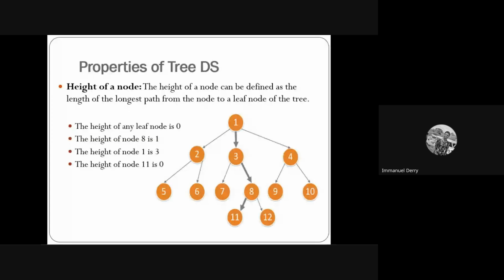All right, so basically we start counting from the leaf nodes. And if we start from a leaf node, it means that for any of the leaf nodes, the height is 0. When we move up to the next level, we increase the 0 by 1. So we said for this node 8, it is 1, because we have moved from this 0 and we are now on the second level.